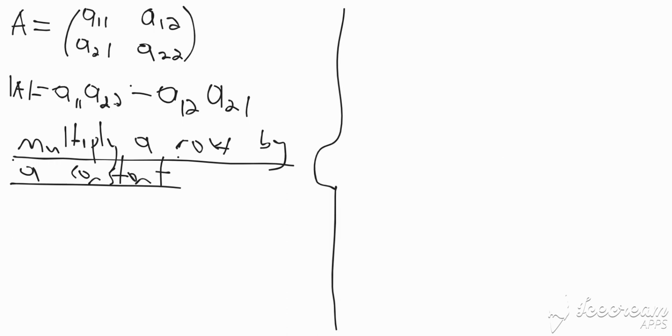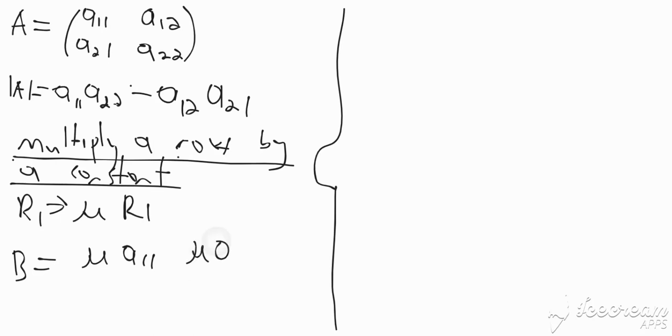Now, what would happen if we were to multiply a particular row by a constant? So let us say we take a constant mu. So row 1 becomes row 1 times mu, or mu times row 1. So let us say that matrix B is obtained as follows. B would be equal to mu A11, mu A12. We're going to put back row 2, A21, and A22. So matrix B is obtained by just multiplying a single row by a constant mu.